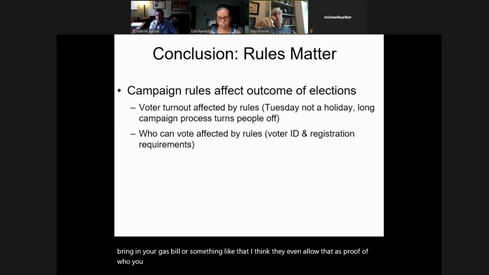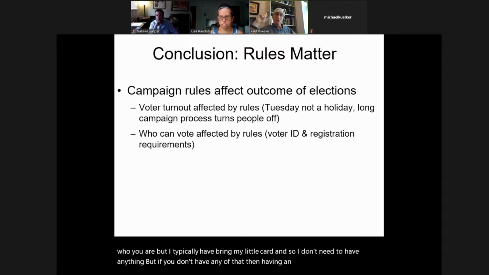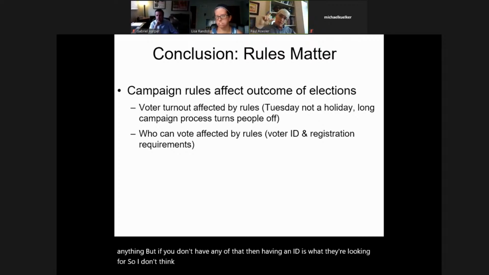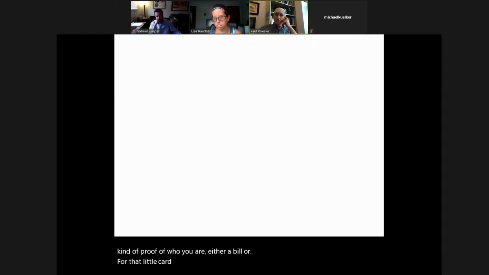But I typically bring my little card, and so I don't need to have anything. But if you don't have any of that, then having an ID is what they're looking for. I don't think you have to have a specific photo ID, but you have to have some kind of proof of who you are. In some cases, either a bill or that little card they mail out to you a week beforehand.